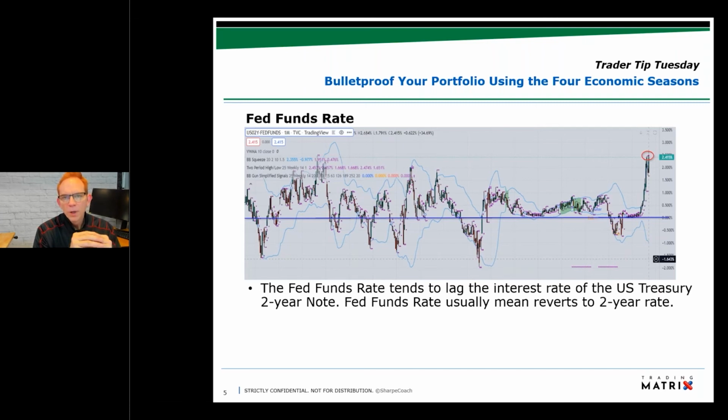So you can see in this chart, the zero line, 0% represents when Fed funds and the 2-year yield are the same. But what you'll see is that the Fed funds rate kind of oscillates around the 2-year yield. If it gets too far away, it comes back. If it gets too far above, it comes back down. If it gets too far below, it comes back.